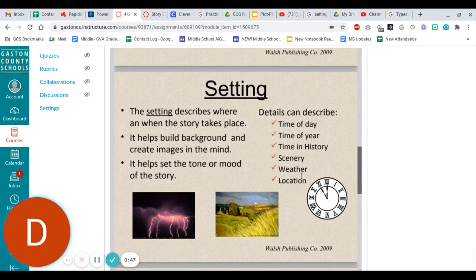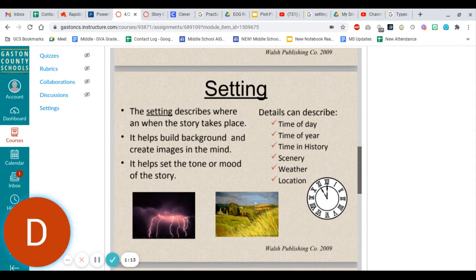So the setting describes where a story takes place. It helps build the background and creates images in our mind. It helps set the tone or mood of the story. Details that describe the setting can be things like the time of day, time of year, time in history, scenery, weather, location. Okay. It's just not, for example, in their house.